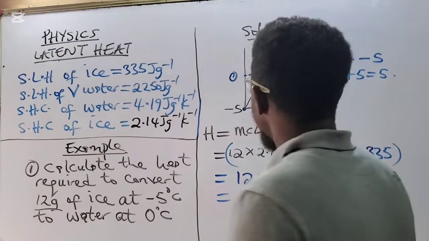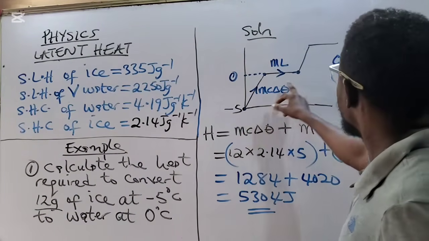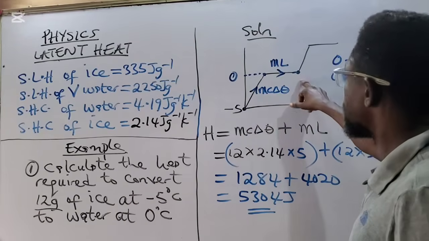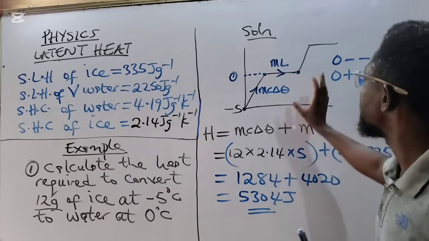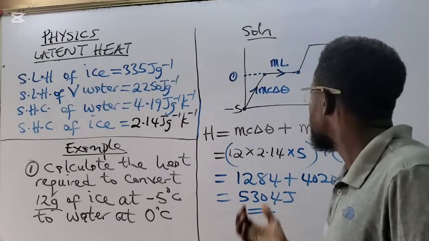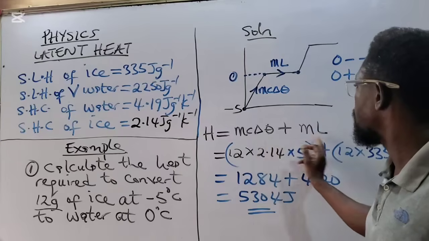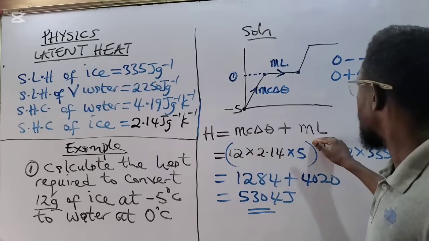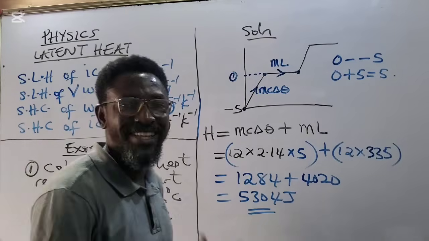That is the heat required to convert 12 grams of ice at -5 degrees C to water at 0 degrees C. So you see how this diagram enables us to know the number of calculations we are going to do. From the diagram, I'm going to have two calculations here, the first one and the second one, to get the heat required. It's just as simple as that.